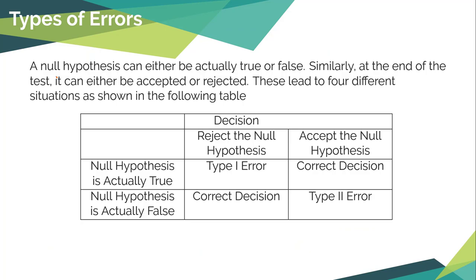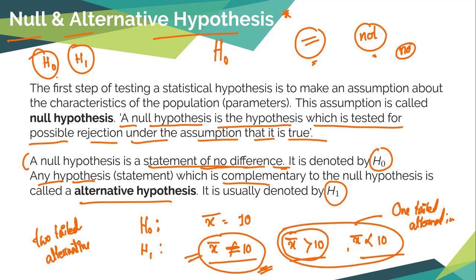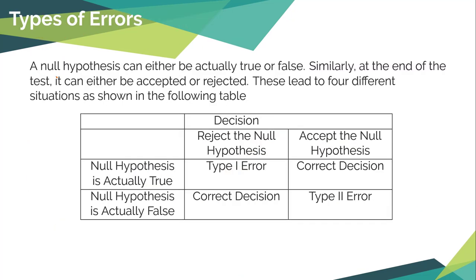Now, these statements that we make about the population parameters or characteristics can either be true or false. So your statement can either be true or false. And at the end of the test, the statistical methods or the formula that we use will tell us whether we should accept the null hypothesis or reject the null hypothesis.